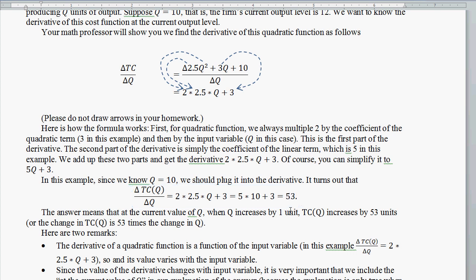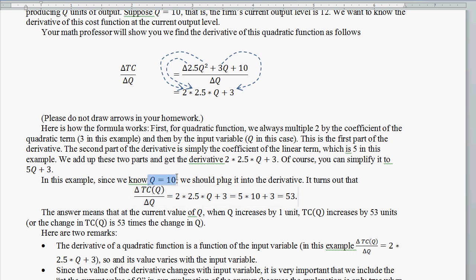It means that when Q increases by 1 unit, TC will increase by 53 units when we are producing 10 units. It's very important to emphasize that part. When we're producing 10 units, let's write it in a more formal way. The answer means that at the current output level, or in other words, at the current value of Q, or you can say when Q is equal to 10. Anyway, you need to emphasize this part. You need to specify the value.